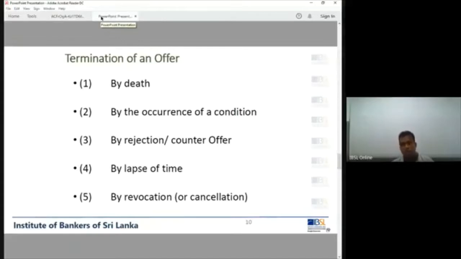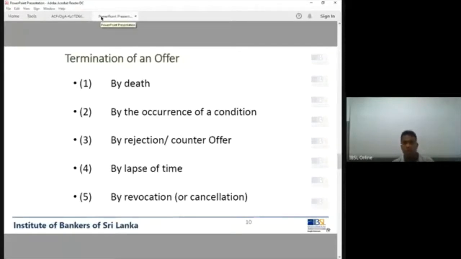When a counter offer is made, the original offer comes to an end. So that means my promise to sell the vehicle for 5 million is no more. Then the counter offer is the promise which has been made by the other party. So that is the offer that I have to then accept, the counter offer. So when a counter offer is made, the original offer comes to an end. So that is number 3.